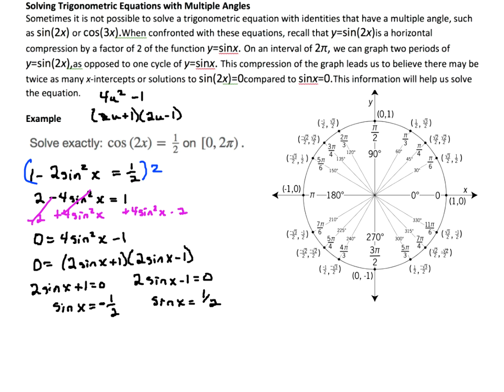So basically I'm wondering, okay, when are the y values on my unit circle equal to negative 1/2 or positive 1/2? That's going to happen 4 times around the circle. So when it's equal to negative 1/2, x is equal to 7 pi over 6 and 11 pi over 6. When sine of x is equal to positive 1/2, that's when x is equal to pi over 6 and 5 pi over 6. So we have 4 solutions to that particular equation.